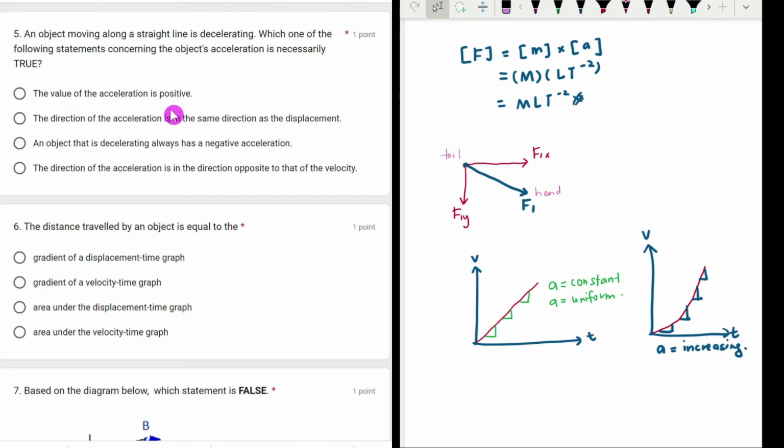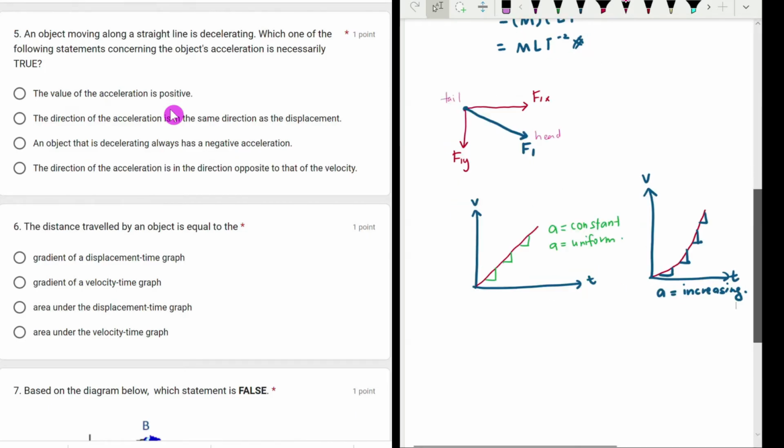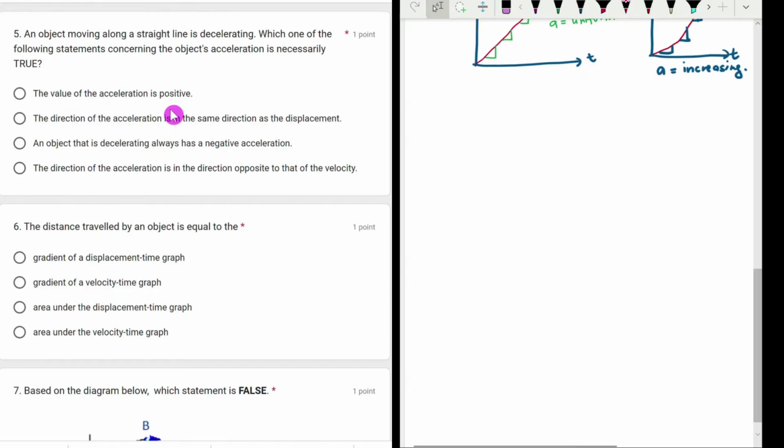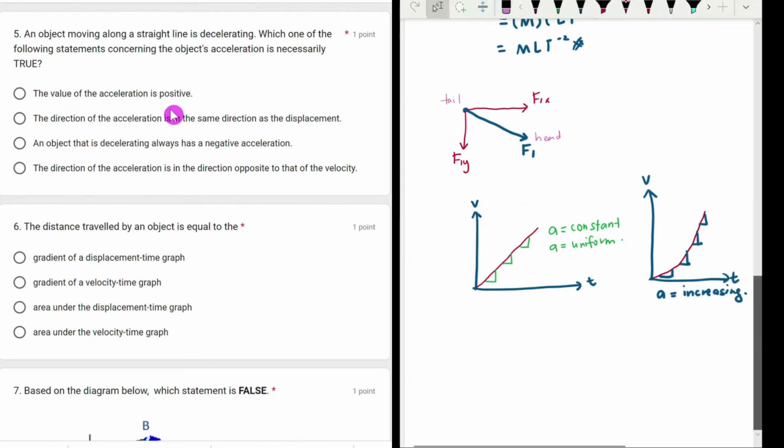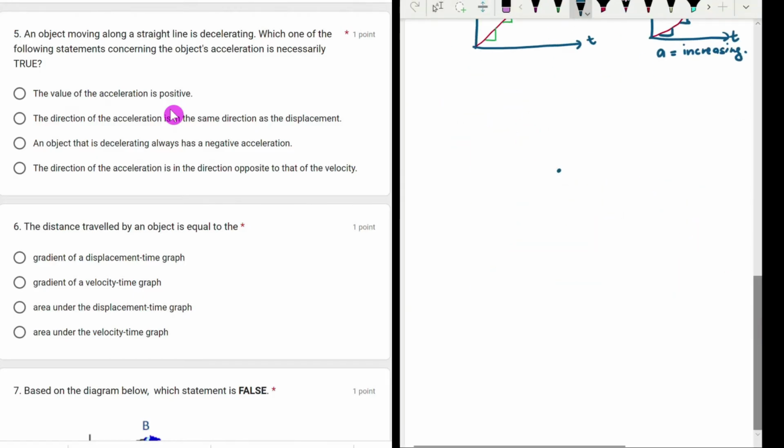Okay, moving in a straight line. So kita tak boleh kata acceleration dia positif sebab dia tak bagi tahu objek tu bergerak ke kiri ataupun ke kanan. So kita tak boleh consider dia sebagai positif. Kalau objek itu bergerak ke kiri, let's say the object is moving in this direction, and then dia decelerate.